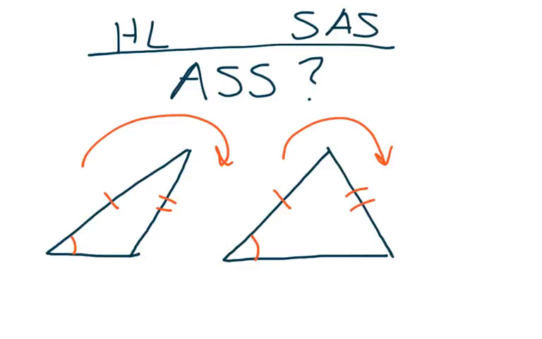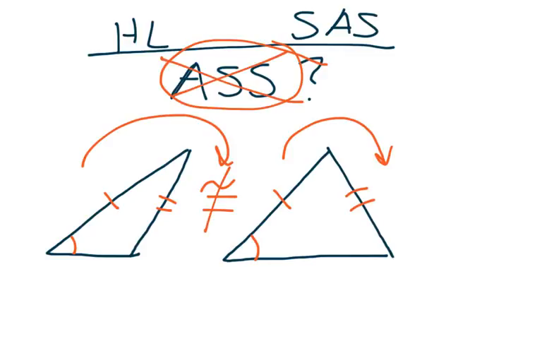So here's a counterexample. The order that they're written in is important. It matters. These are not congruent. This is not a congruence postulate. You will never use angle side side. It doesn't work. Here is your counterexample.